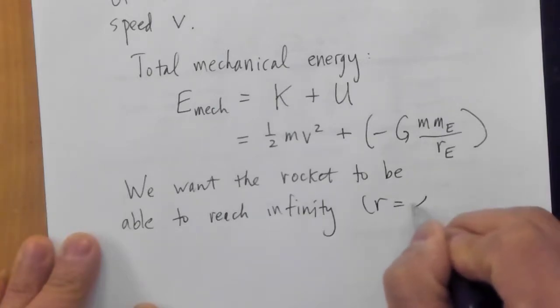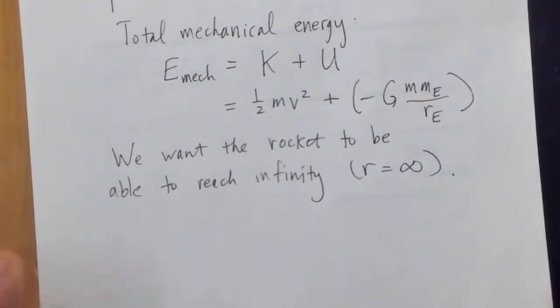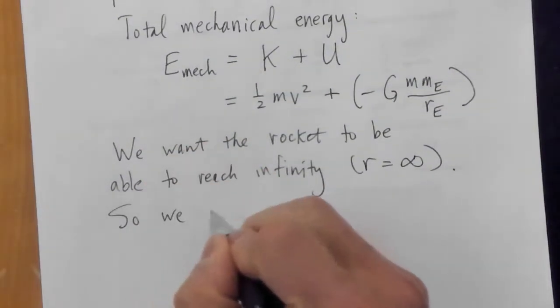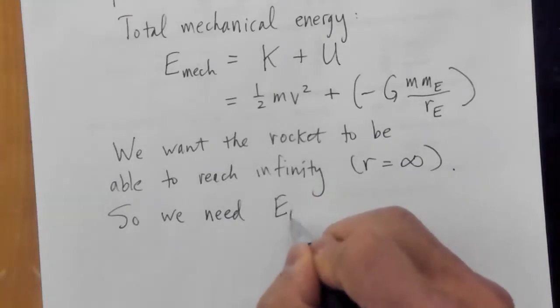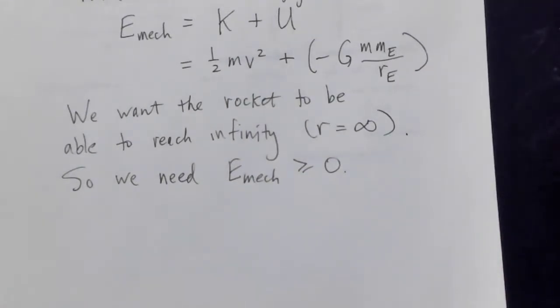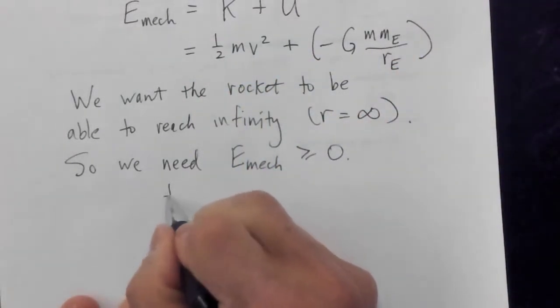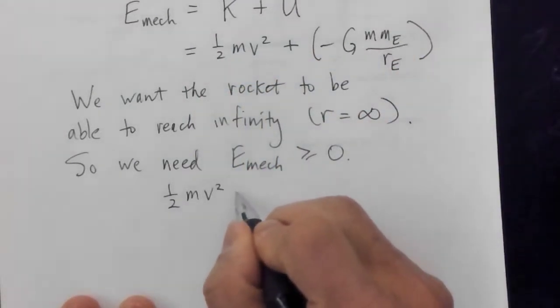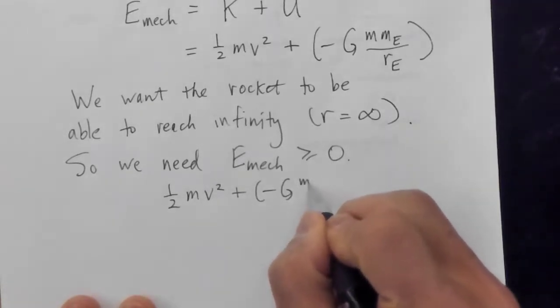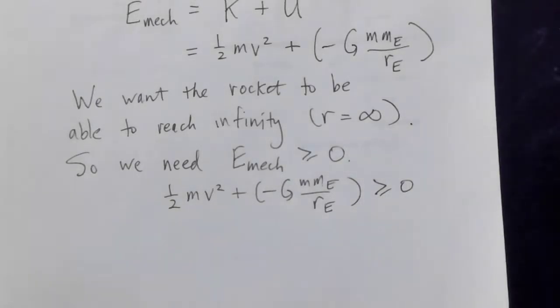So R equals infinity. That means we need the mechanical energy to be positive. Zero would be enough, but zero or positive. So we need E mechanical to be greater than or equal to 0. Now let's take this formula for the total mechanical energy. We want 1/2 mv squared minus G M_E over R_E to be greater than or equal to 0.